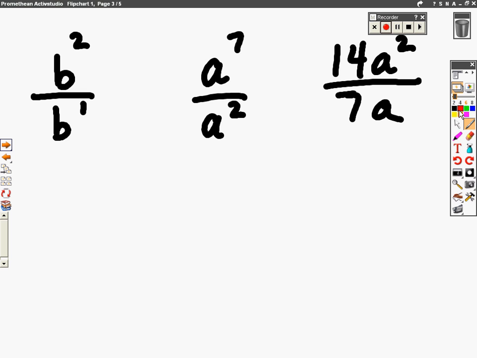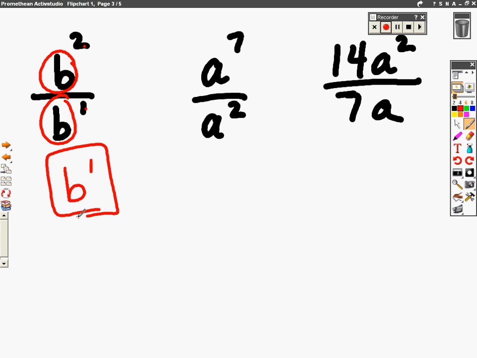Alright, so here are the answers. When you are dividing monomials, and these have the same bases, a base of b, you just leave the base the same, and you just subtract the exponents. So 2 minus 1 is 1. The answer is b to the first, or you could actually just say b. This is a to the 7th divided by a squared, so you could just do a, and then 7 minus 2 is 5.